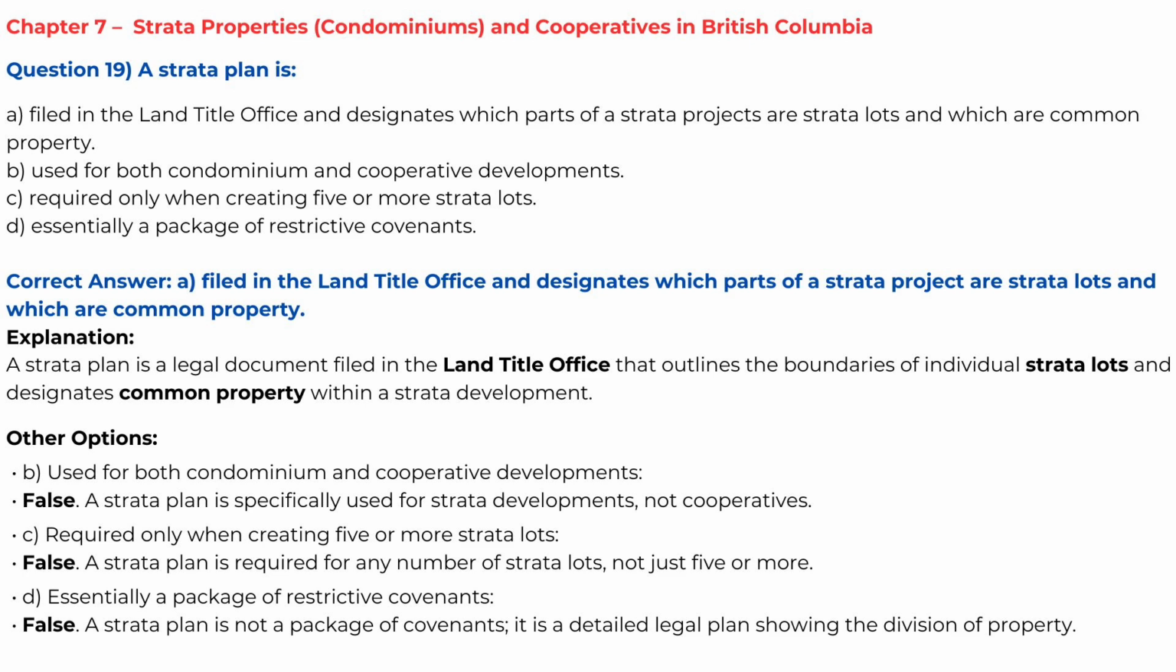C. Required only when creating 5 or more strata lots. False. A strata plan is required for any number of strata lots, not just 5 or more. D. Essentially a package of restrictive covenants. False. A strata plan is not a package of covenants. It is a detailed legal plan showing the division of property.